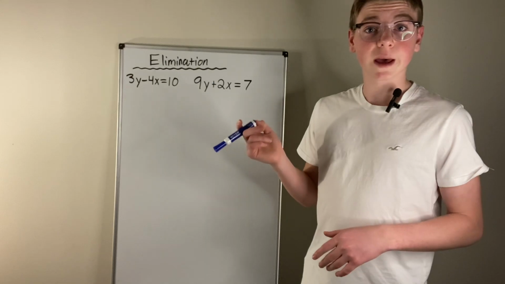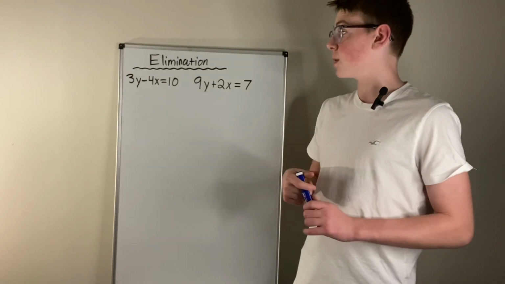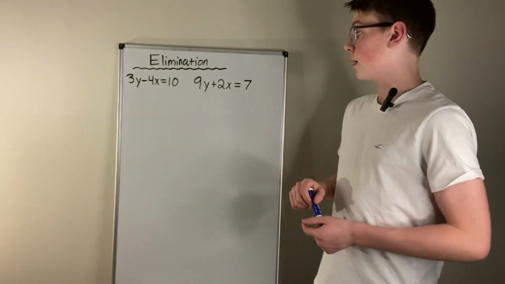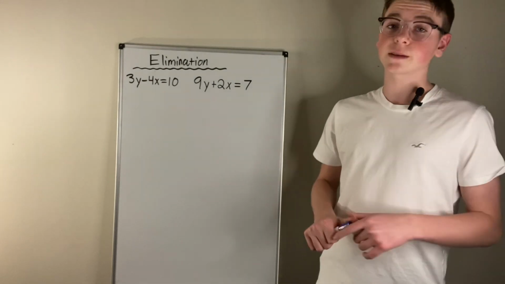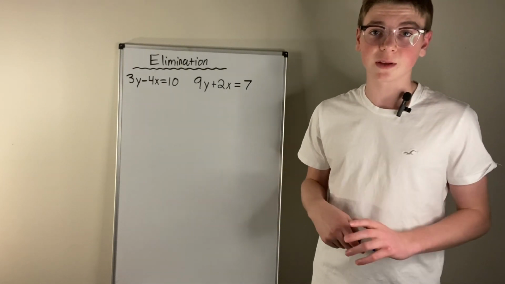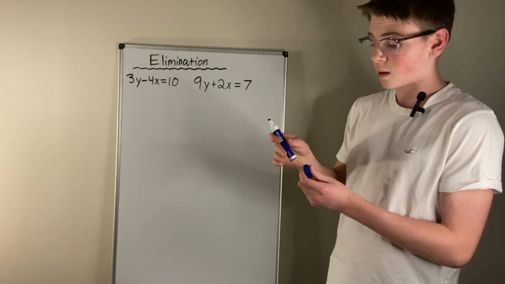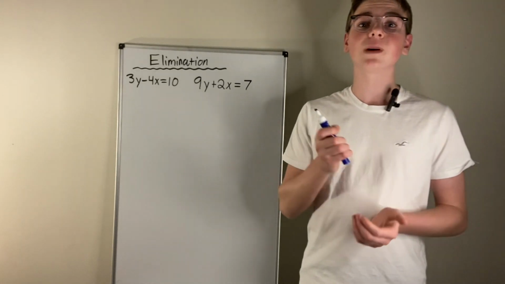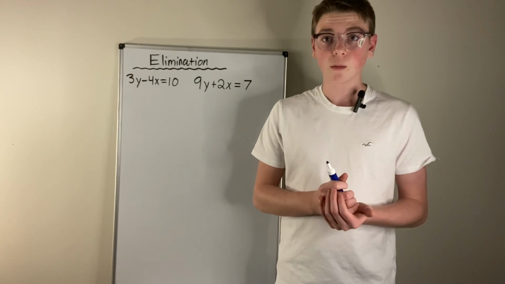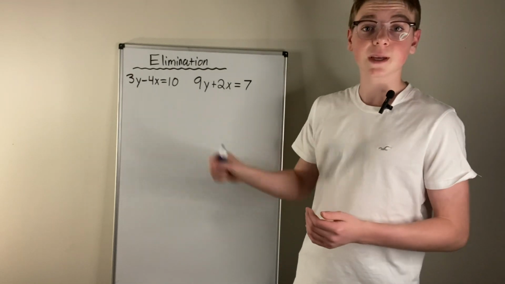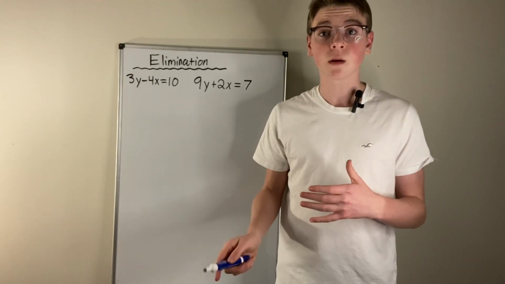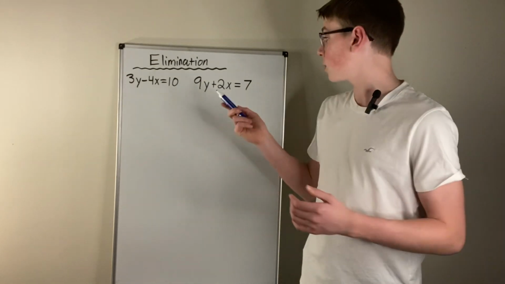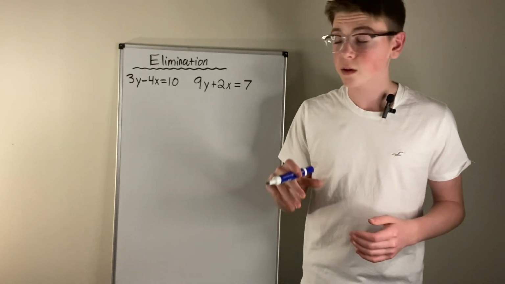Our equation today, that's arbitrary: 3y minus 4x equals 10 and 9y plus 2x equals 7. Just made it up on the fly. So let's go. What should we do first? Well, if we want to eliminate a term, we are going to get these two equations, and then we're going to subtract one from another and get a term eliminated. So one of these variables will be gone.